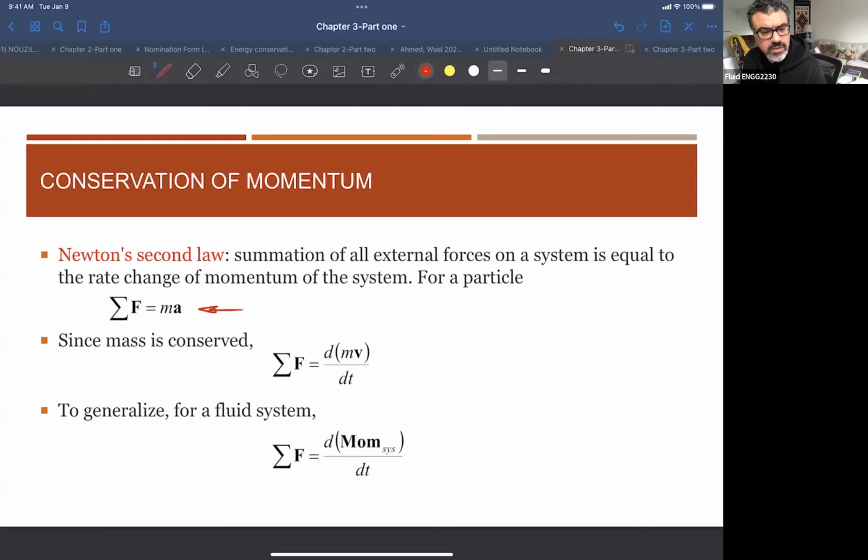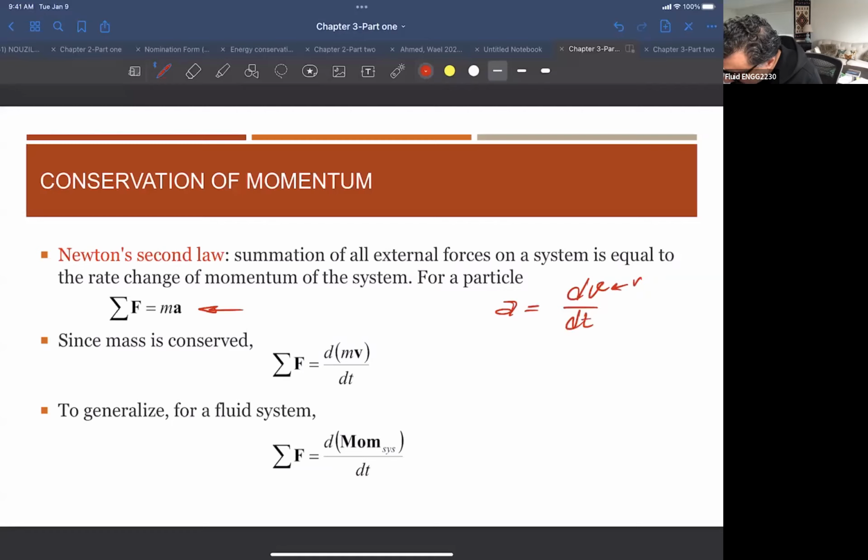But before, if you remember, the summation of force equals mass times acceleration. Acceleration was 0 in the statics chapter, right? Here we have an acceleration that cannot be ignored because the fluid is moving, and it could be moving with variable velocity with time. So in general, I can say that the summation of force is equal to mass times acceleration, and if you remember, acceleration is the change of the velocity with time.